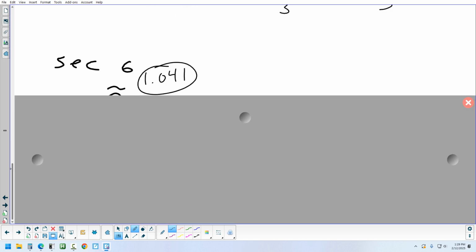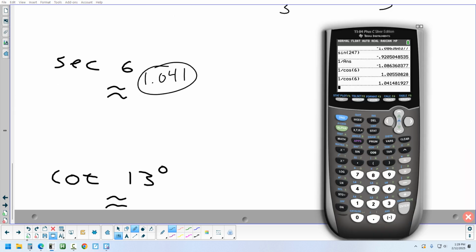All right, and the cotangent. How am I going to type in the cotangent of 13? You have to switch it to degrees first, and then you do 1 divided by tangent 13. It's not the only way, I showed you a different way, but that's how I do it. So the cotangent is 4.331.